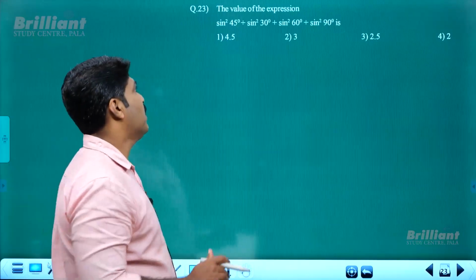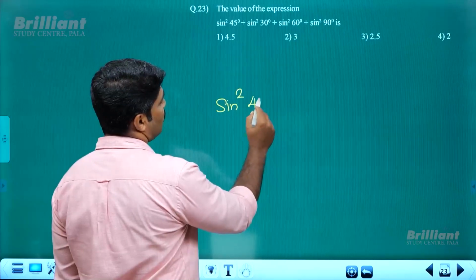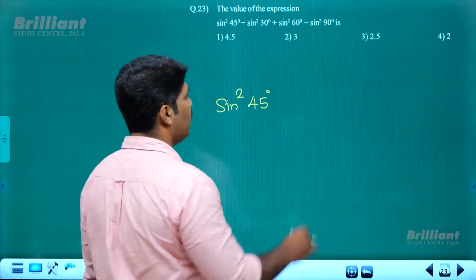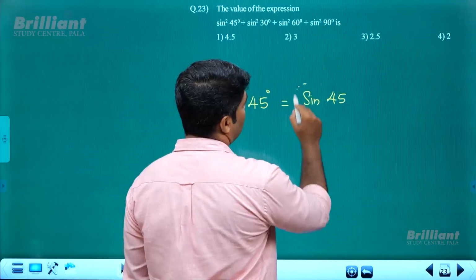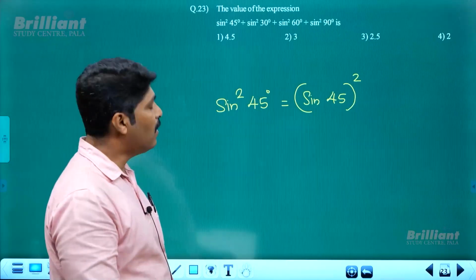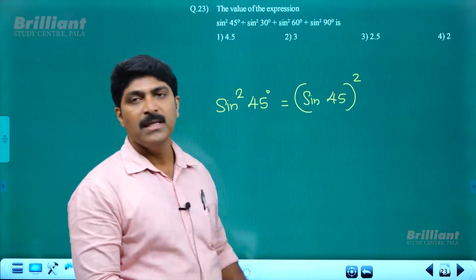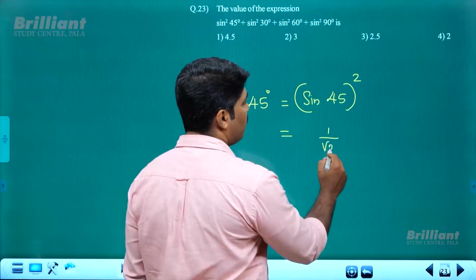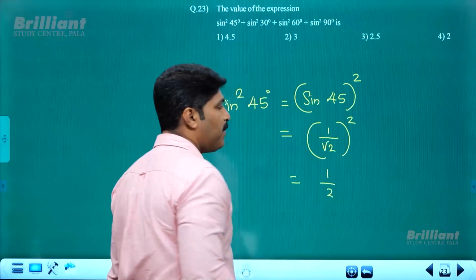Here, you have to consider another one very important understanding. Suppose we just consider sine square 45. What it means? It means this is sine 45 the whole square. Got it? This is sine 45 the whole square. So this function we are writing like this. Sine 45 the whole square is same as sine square 45. And we know that what is sine 45? Sine 45 is 1 by root 2, the whole square. So that is 1 by 2. Keep that point in your mind.